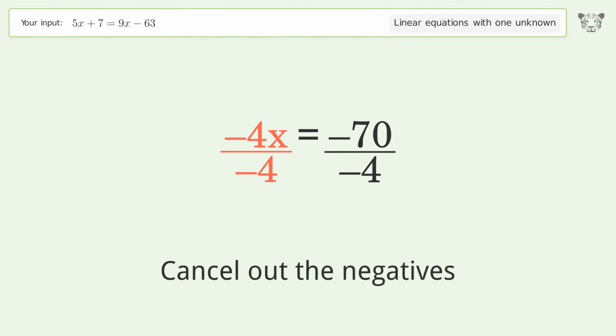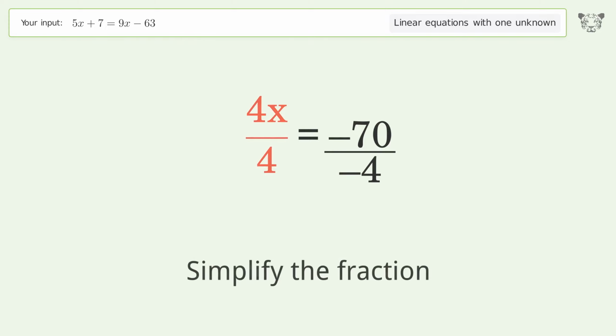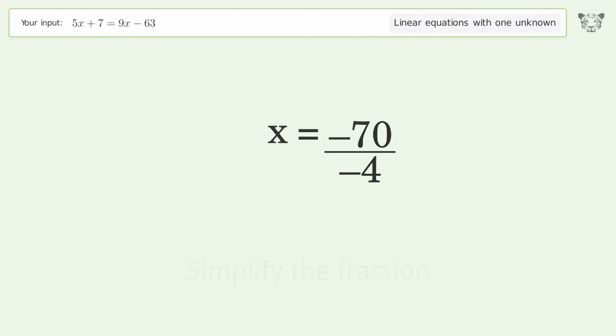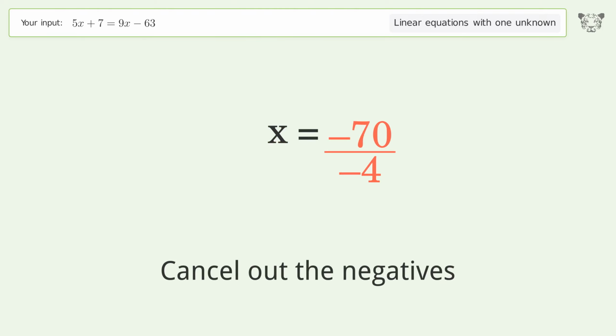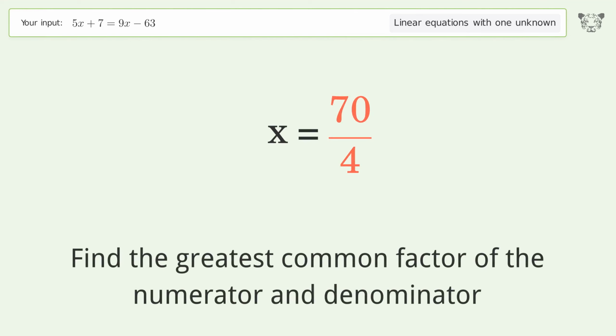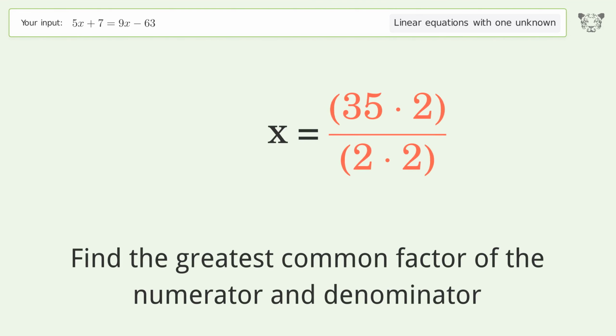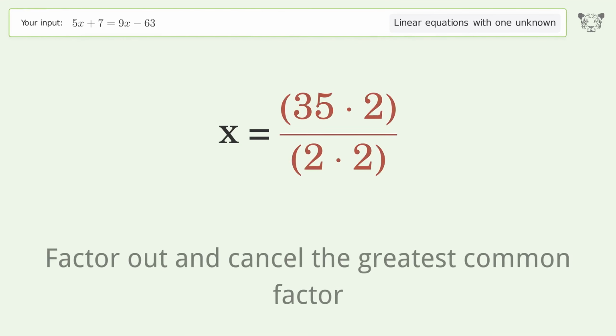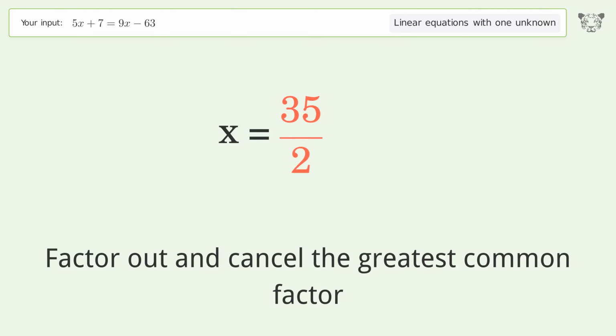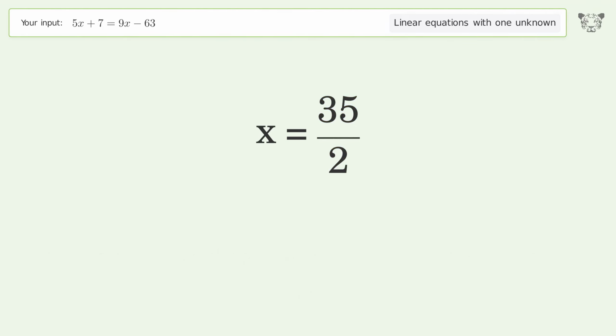Cancel out the negatives. Simplify the fraction. Cancel out the negatives. Find the greatest common factor of the numerator and denominator. Factor out and cancel the greatest common factor. And so the final result is x equals 35/2.